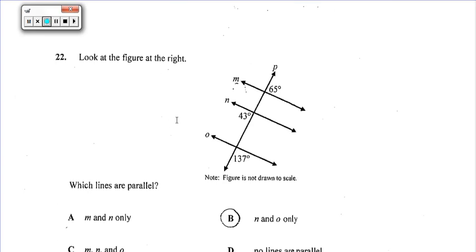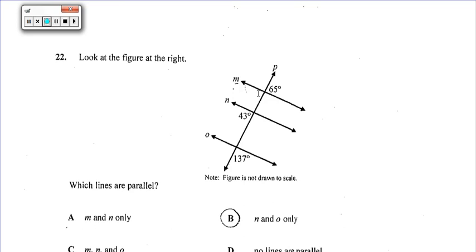Okay, number 22. You're asked to know which lines are parallel. So really what you have to do here is figure out what you can assume from these drawings. So for example, this is a 65-degree angle, so the vertical angle to this 65-degree angle would be 65 degrees. Now check this out. This was 65, this is 43.